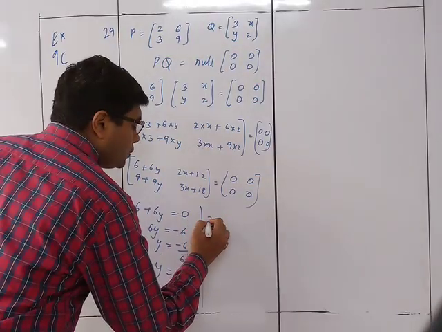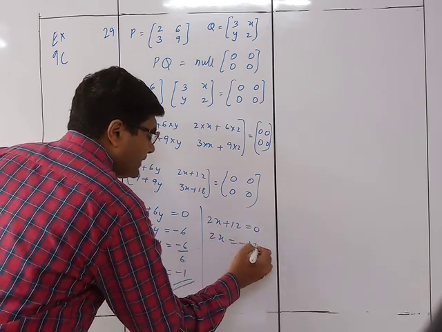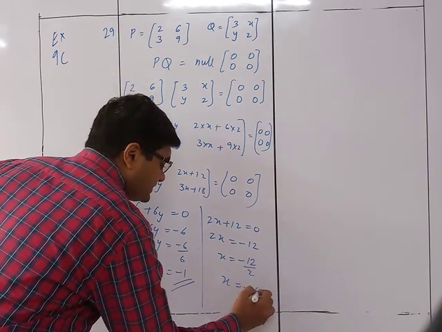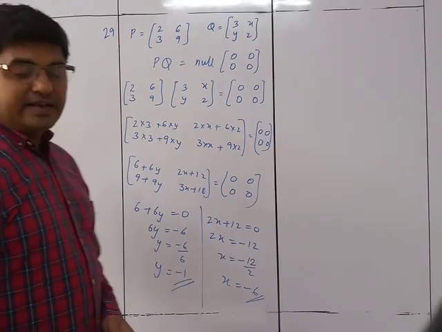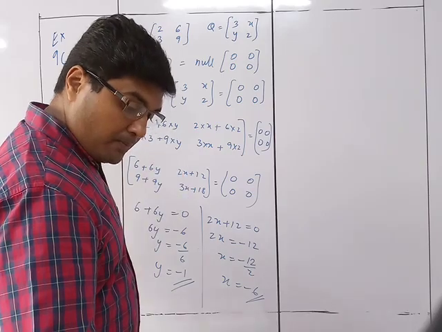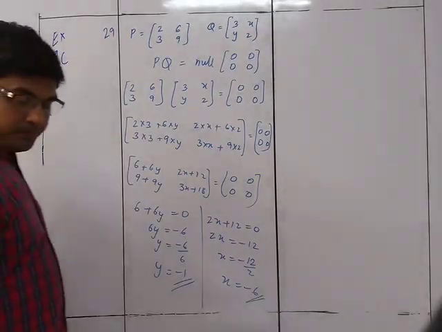You get over here 2x plus 12 is equal to 0. 2x is equal to minus 12. X is equal to minus 12 upon 2. X is equal to minus 6. So that's the value of x. X is minus 6 and y is minus 1. Okay, so that was sum number 29.